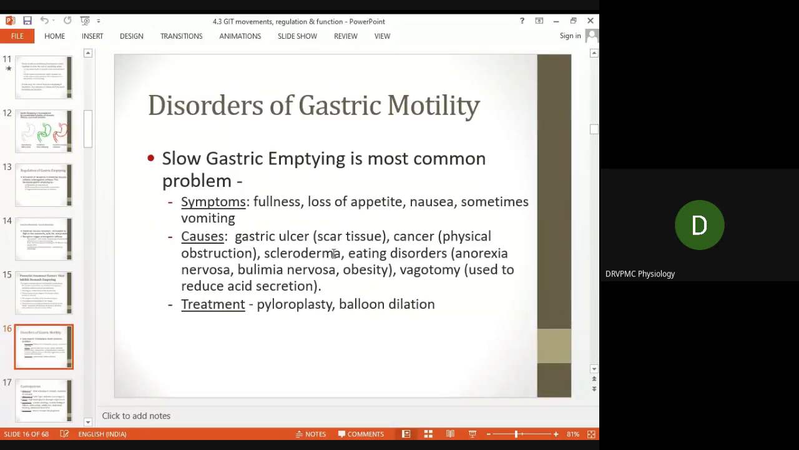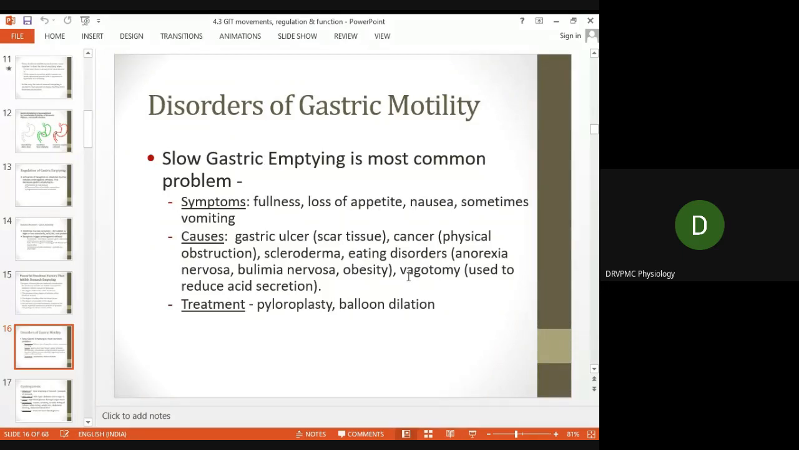Then scleroderma, a connective tissue disease which can also cause slow gastric emptying. Then eating disorders. These are mainly psychological diseases like anorexia nervosa, in which the patient does not feel like eating. They tend to decrease their food intake because of certain psychological factors. Then bulimia nervosa, also a psychological disorder, in which the person tends to eat a lot. And obesity. All these eating disorders can also give rise to slow gastric emptying.